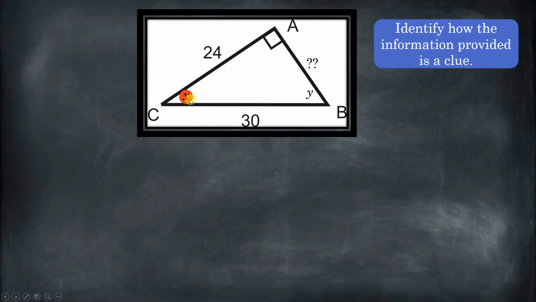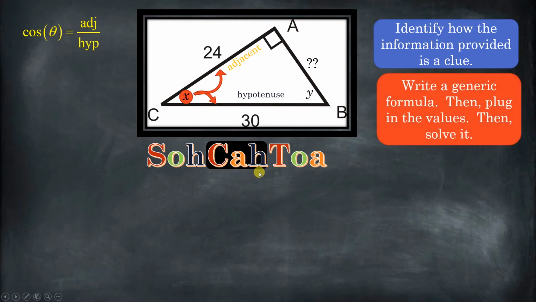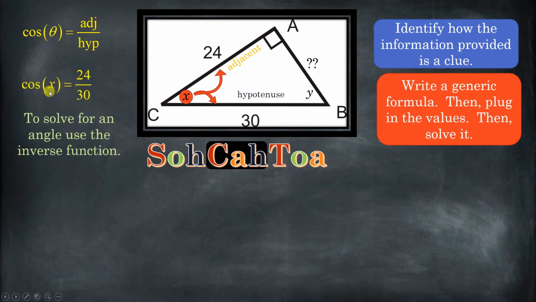So the information that's been provided, the way it relates to x is, this side is the hypotenuse and this side is the adjacent. And so if I look at SOHCAHTOA, I have an adjacent and I have a hypotenuse. Well, that's cosine, the CAH in SOHCAHTOA. Cosine is adjacent over hypotenuse. And so what you want to do is start off by writing your generic formula. So cosine is adjacent over hypotenuse. Then you plug in your values, and then you go ahead and solve it.